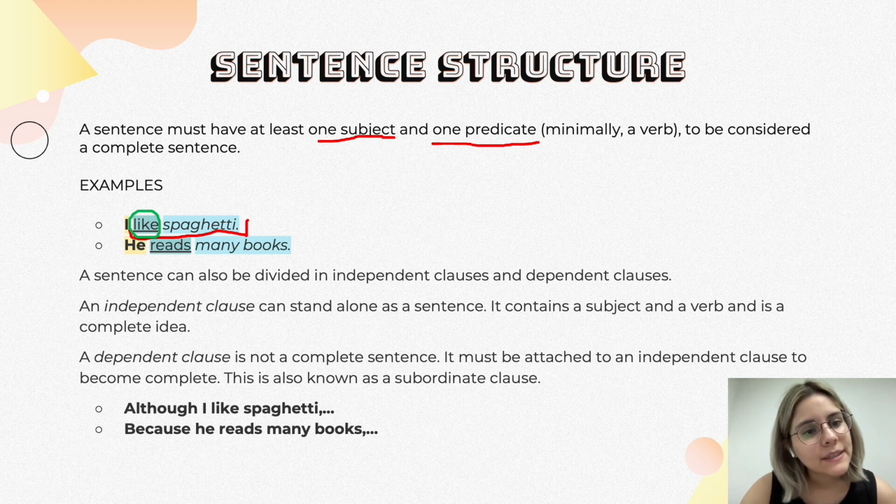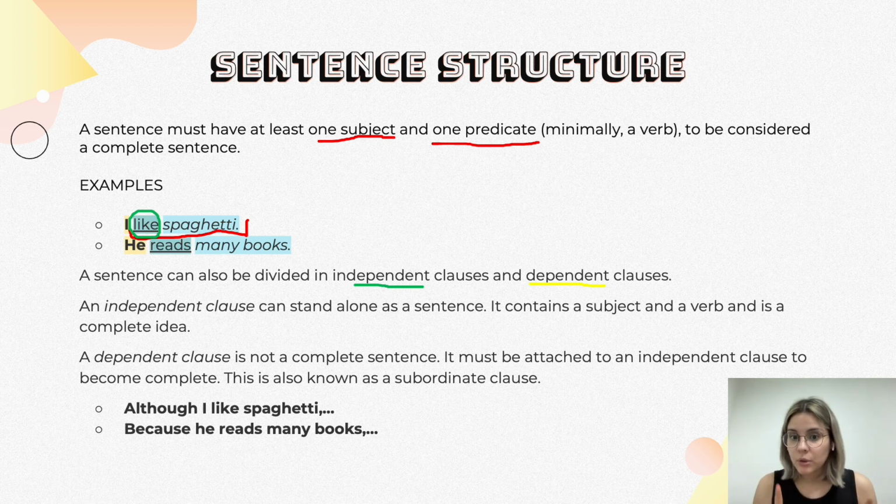Then a sentence can also be divided into independent clauses, and here in yellow, I'll underline dependent clauses, okay? So an independent clause can stand alone as a sentence. So "I like spaghetti" and "he reads many books" are examples of independent clauses, and it contains a subject and verb and is a complete idea. Very important. Remember I mentioned a sentence must have a complete idea, meaning an independent clause can also be said to be a sentence, okay? So a complete thought, independent clauses equal sentence because it contains subject, verb, and a complete idea, okay?